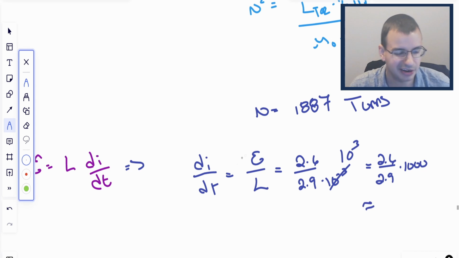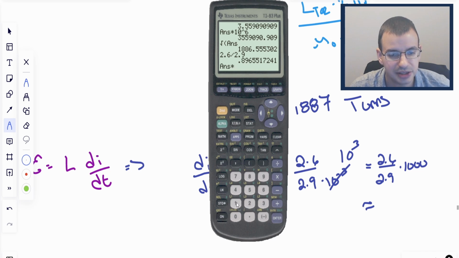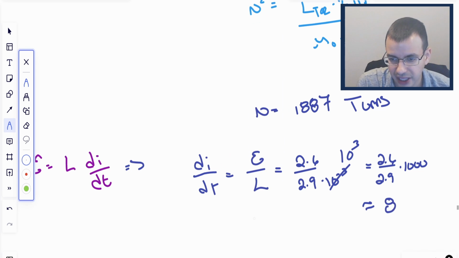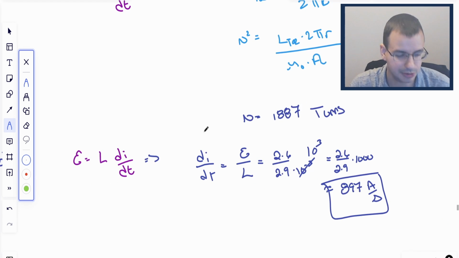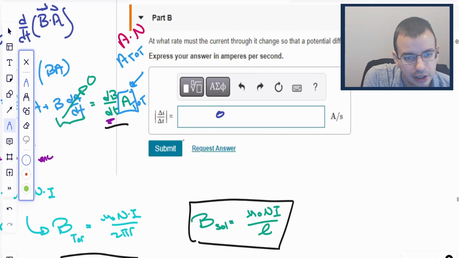So this is going to be 2.6 divided by 2.9 times 1,000. And that's going to be about, I don't know, 850 maybe. Yeah, closer to 900. So 897, and that's going to be amps per second. 897 amps per second. Write that up. 897 amps per second. Okay.